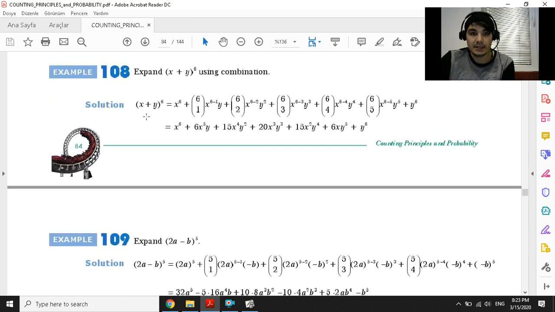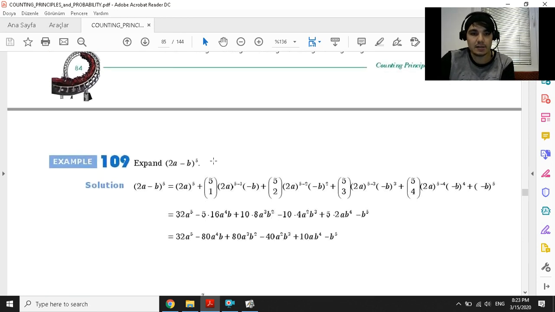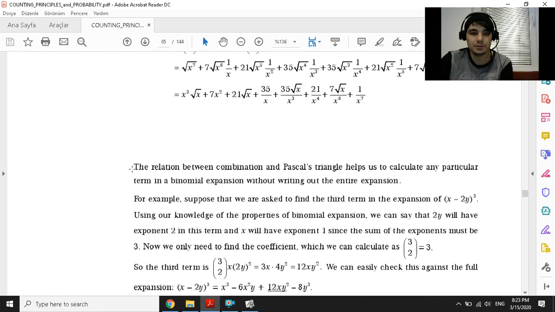Okay. Example 108, take it. And for the next example, 2a minus b to the power of 5. Okay, we have the same story. 2a to the power of 5, combination from 5, 1 till 5, 4, because the power is 5. Take the difference between the terms. Okay, example 109, take it. Important.